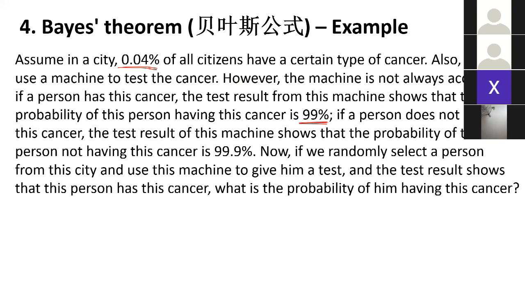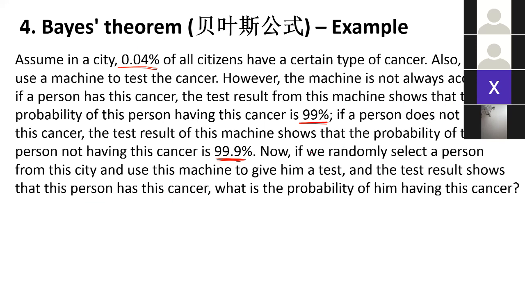If a person does not have this cancer, the test result of this machine shows that the probability of this person not having this cancer is 99.9%. So what does this mean? This means the machine is not always correct. Now if we randomly select a person from this city and use this machine to test him, and the test result shows that this person has this cancer, what is the probability of him having this cancer? So the question is, if the test result is positive, does that mean the person must have this cancer? Of course not, because the machine is not always correct.